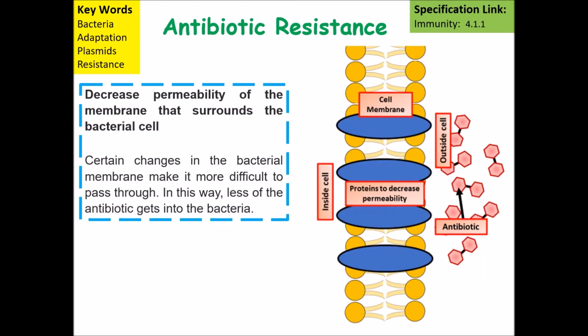The bacteria can decrease the permeability of their membranes to the surroundings. When they do this, certain changes in the bacterial membrane make it more difficult for the antibiotics to physically pass through. If the antibiotics can't pass through these membranes, then they can't get into the bacteria, so will have no effect.